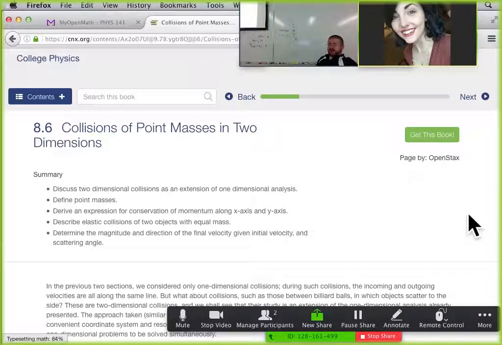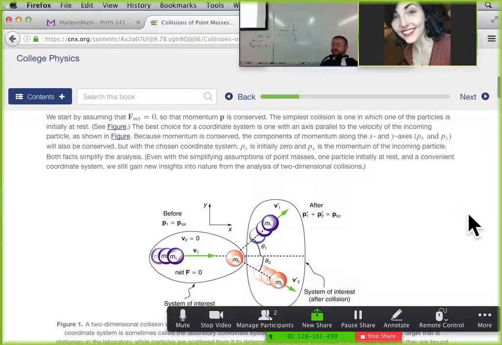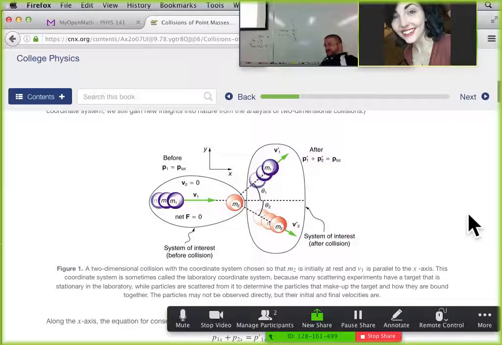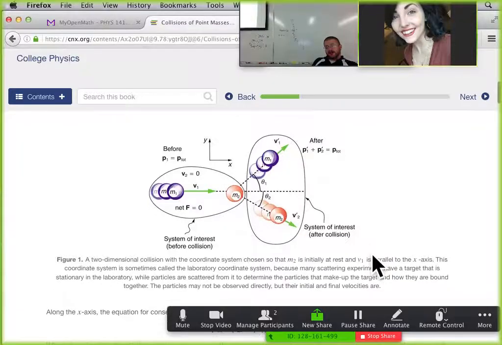But this is where it gets really fun. Two-dimensional conservation of momentum. The classic ones we like to use in physics are billiard balls and hockey pucks because they're round in shape. Makes the geometry a little easier.